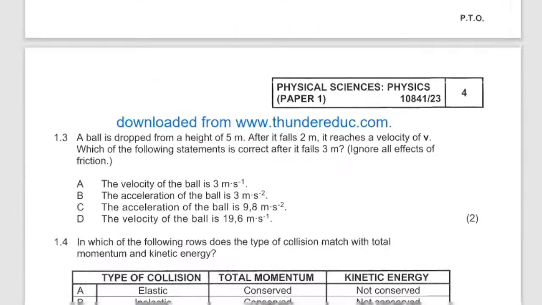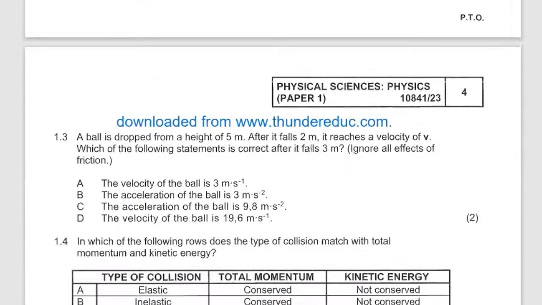Then now, 1.3, a ball is dropped from a height. After it falls 2 meters, it reaches a velocity v. Which of the following is correct after it falls 3 meters? Now remember, this is vertical projectile motion. Okay.